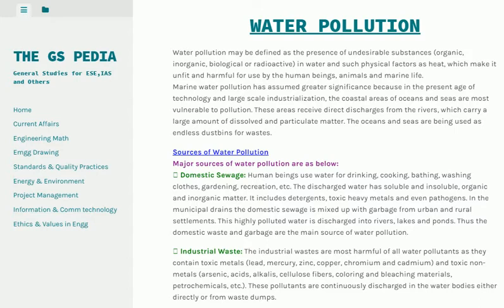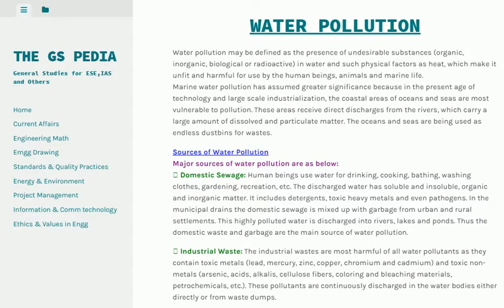Marine water pollution has assumed greater significance because in the present age of technology and large-scale industrialization, the coastal areas of oceans and seas are most vulnerable to pollution. These areas receive direct discharges from the rivers, which carry a large amount of dissolved and particulate matter. The oceans and seas are being used as endless dustbins for wastes.